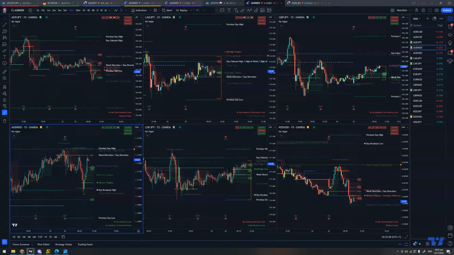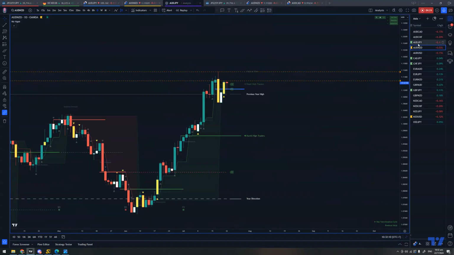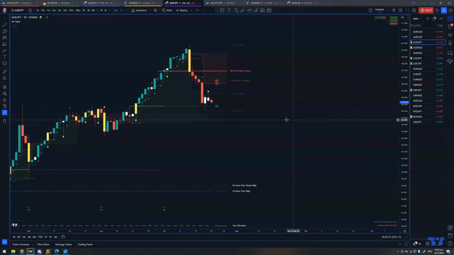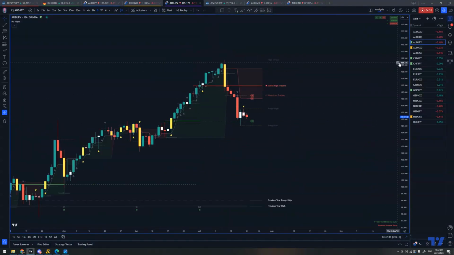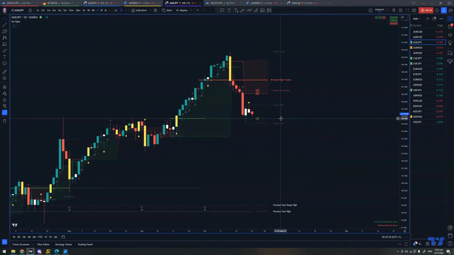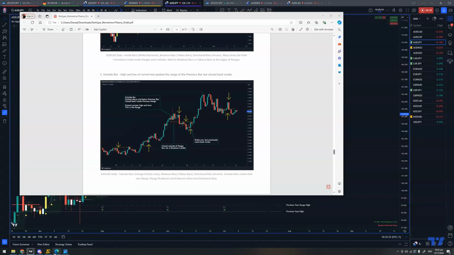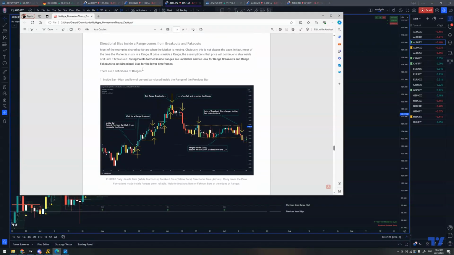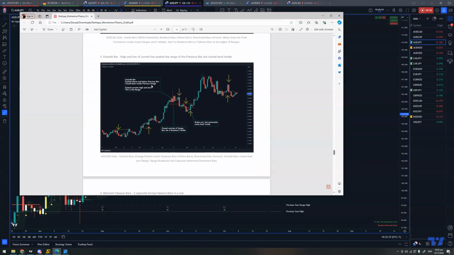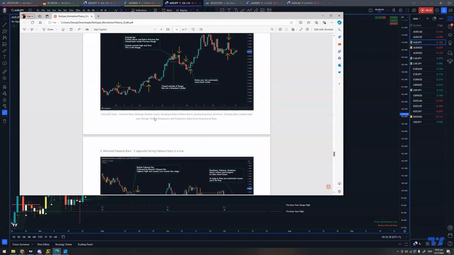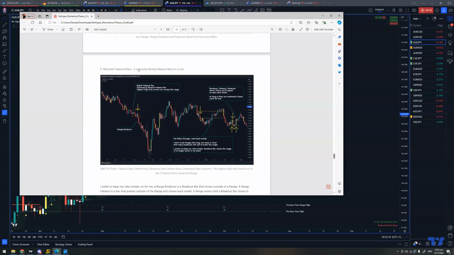So with JPY, I didn't like the JPY pairs because they created a range. For me, I'm a mechanical trader, and I have strict definitions of what creates a range. I do have three definitions of ranges in my playbook. When there's an inside bar, the previous bar creates the range. An outside bar, the outside bar creates the range. And when there's two opposite facing fake out bars in a row, it creates a range as well.